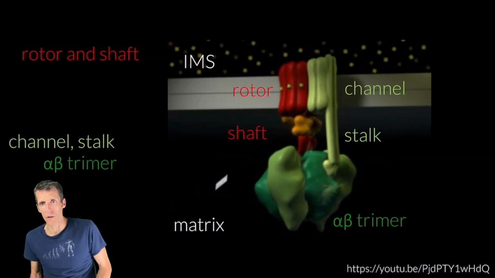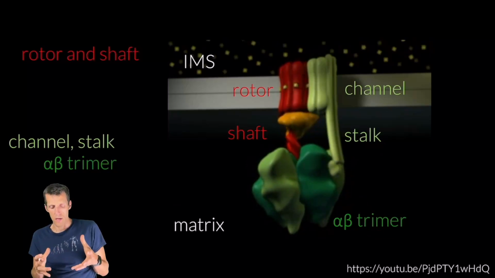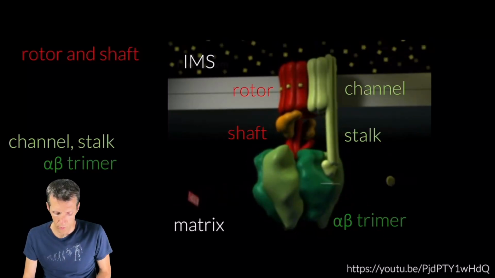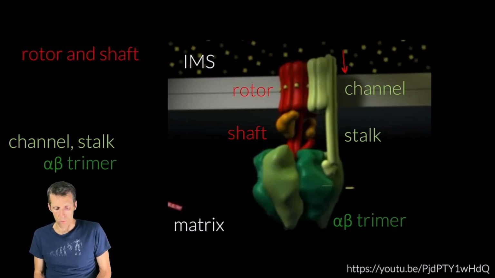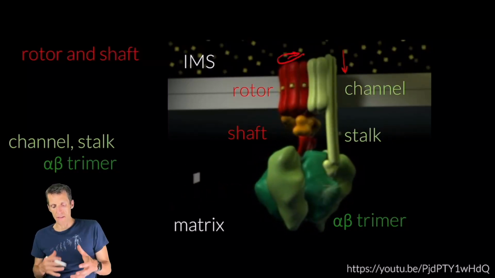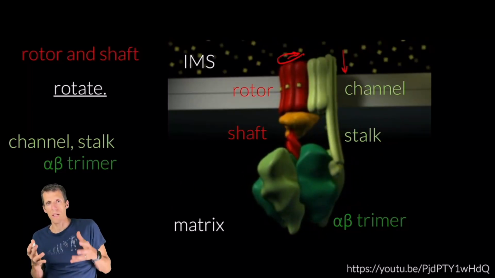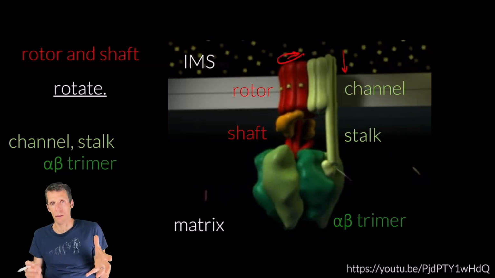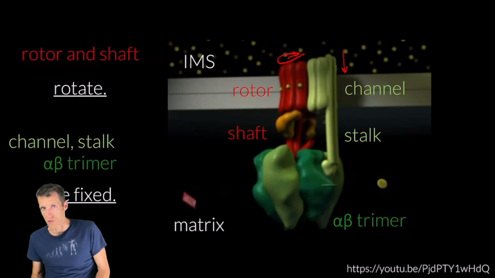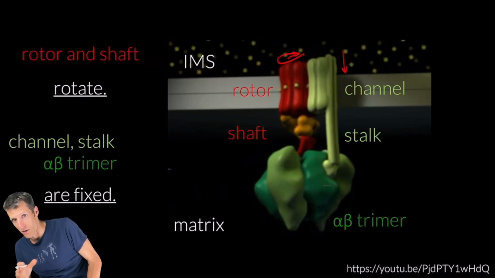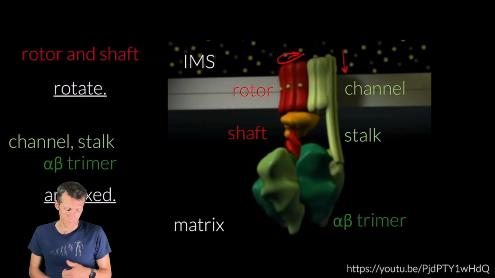So what does this look like? Well, here is another video of this. And what we're seeing here is a super schematized version of this. But hopefully what you can see is there are protons flowing this direction. There is some rotation happening. The red and the orange bits are rotating, and then the green channel, stalk, and AB trimer are staying the same. So what we see is the red part, the rotor and the shaft, they rotate, whereas the AB trimer is fixed. The channel, the stalk, and the AB trimer are fixed.